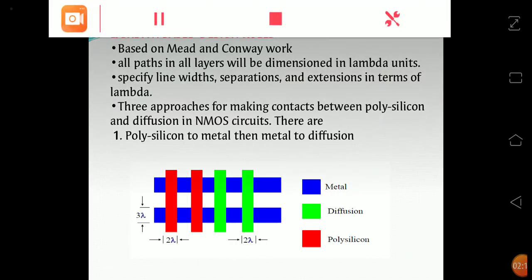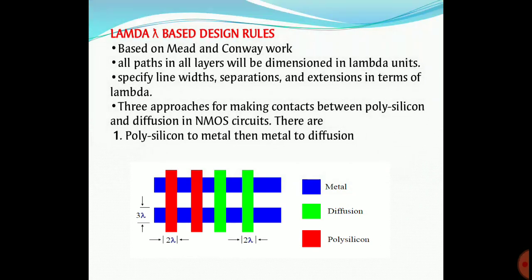The lambda based design rules are based on the Mead and Conway work, and all the paths in layers are dimensioned in lambda units. Subsequently, lambda can be allocated an appropriate value compatible with the feature size. For example, if the value of lambda is 1 micrometer, the feature size on the chip will be 2 micrometer. This specifies that line width, separation, and extensions are all given in lambda.